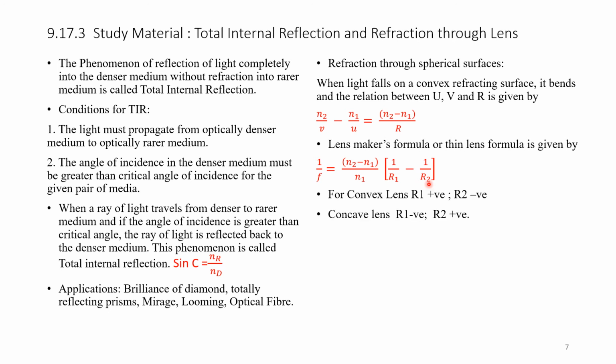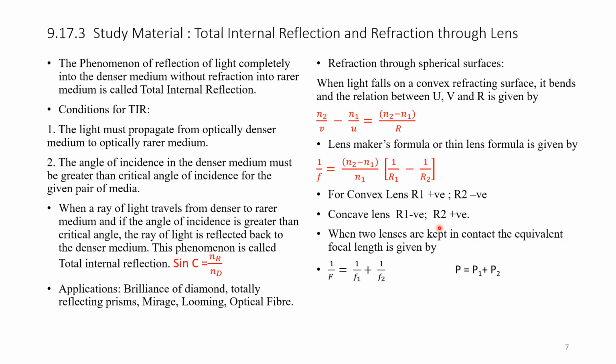For convex lens, r1 is positive and r2 is negative because of the distances and image formation. For concave lens, r1 is negative and r2 is positive because of the image formations once again, and it is according to sign conventions.